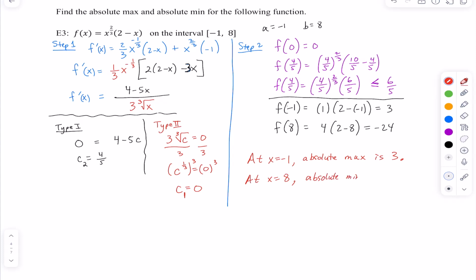Now the other endpoint, at x equals 8, the absolute min is -24. And so notice there are multiple steps here in order to look at local max and local mins, or absolute max and absolute min from the extreme value theorem.